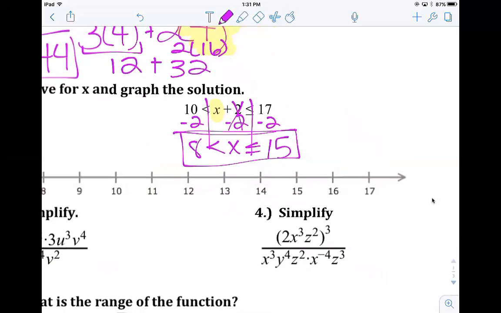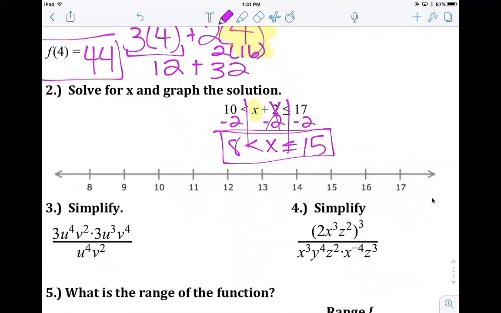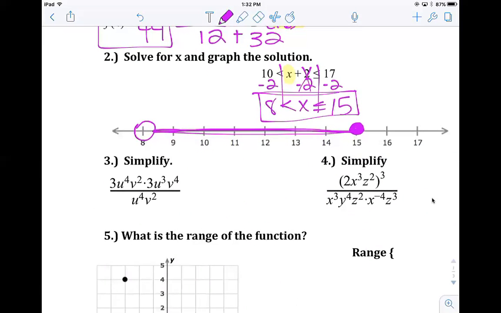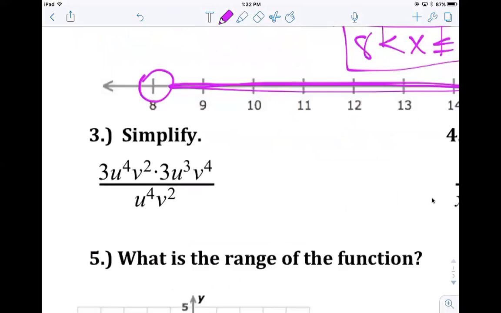We are now going to plot our points. 8 is an open point because it does not have the line underneath. 15 is filled in because it does have the line underneath. It's included. And then we are going to connect between the two of them. So anything 8 up to 15, including the number 15, would be a solution. So the biggest problem or problems that people had with this review were problem 3 and 4.